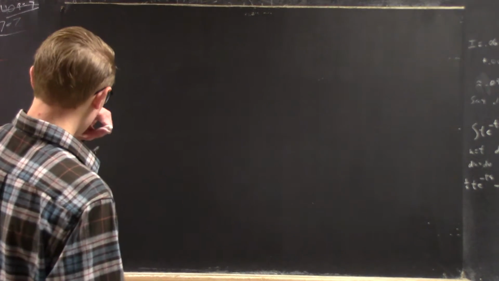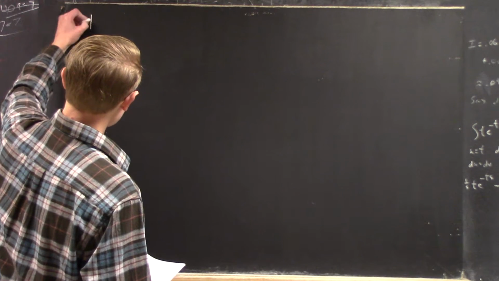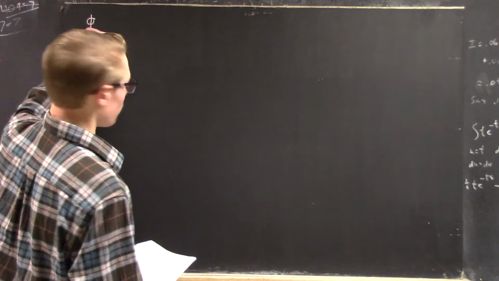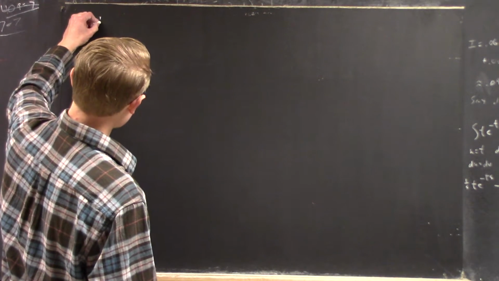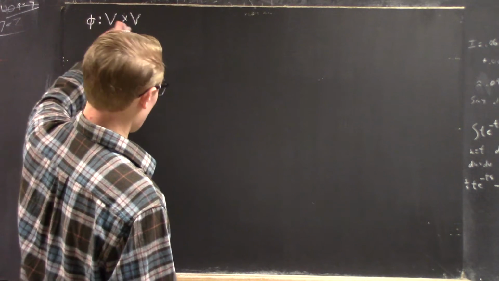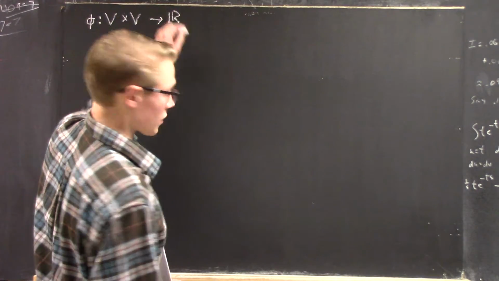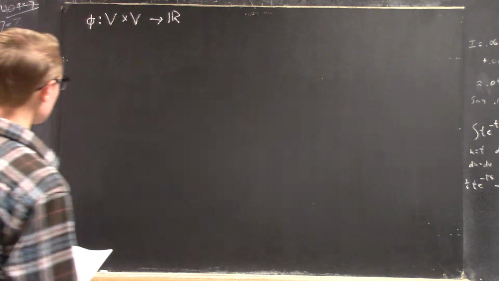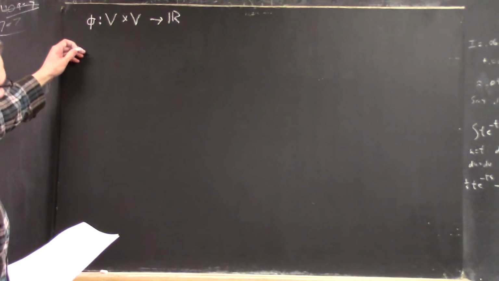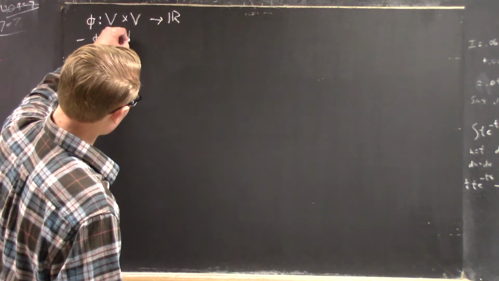Okay, symplectic form. Well, let's introduce some other notation, phi. And that's a linear transformation, or bilinear mapping of V cross V to the set of all real numbers. Well, if this is symplectic, the first property that must be satisfied is, of course, that phi is bilinear.